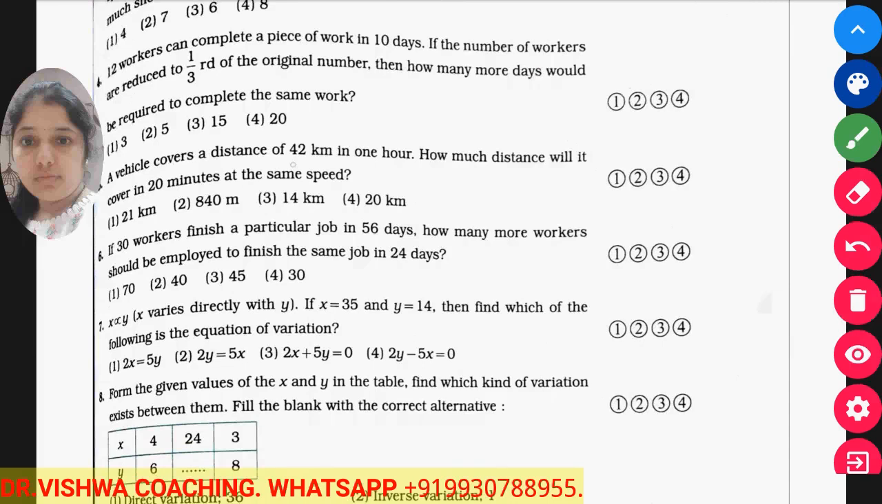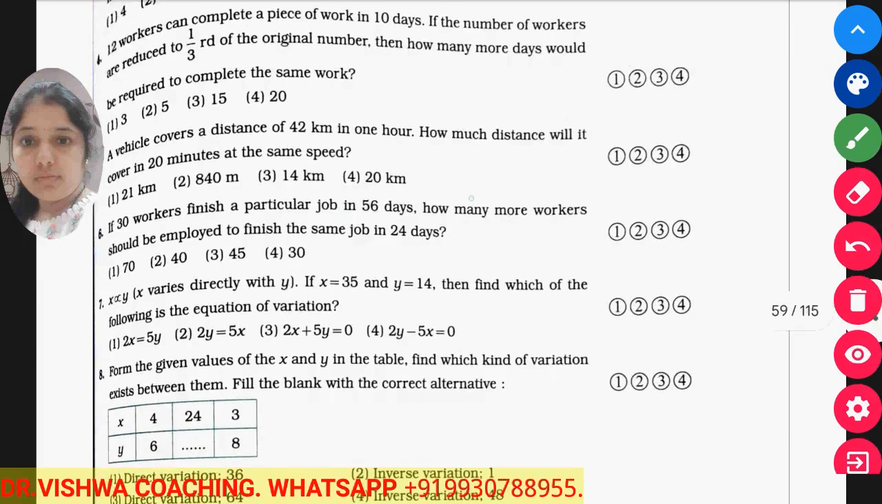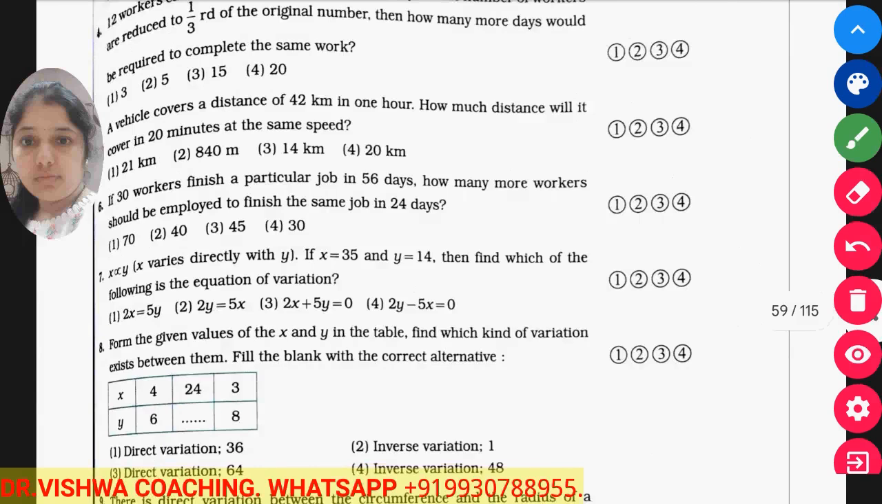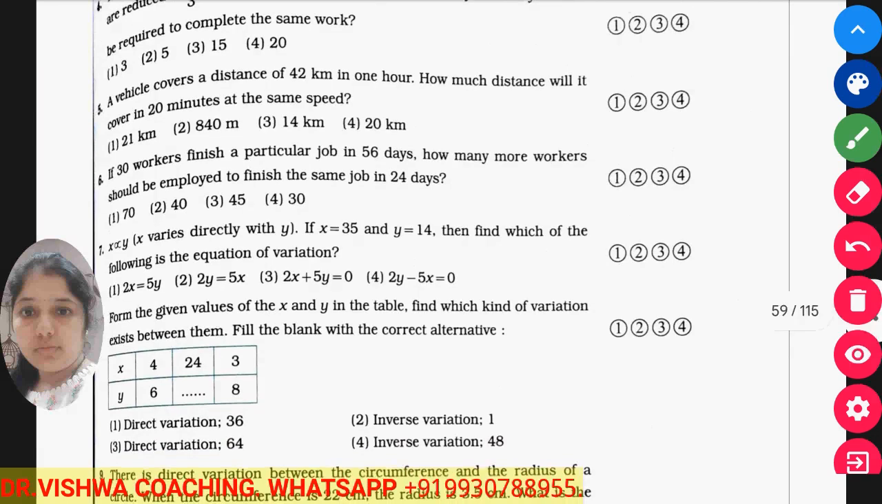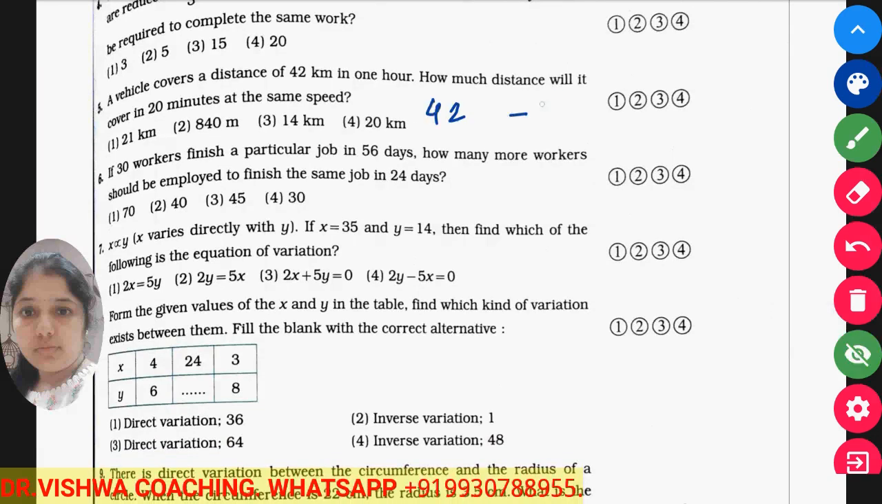Okay. Now a vehicle covers the distance of 42 kilometers in 1 hour. How much distance will it cover in 20 minutes with the same speed? I will solve it for you, so you can solve this also. 1 hour is equal to 60 minutes, and if in 60 minutes 42 kilometers, so in 20 minutes how many kilometers you can solve. So your answer must be 14 kilometers, because 42 in 60 minutes, in 20 minutes, so 20 is one-third of this, so also one-third of this you require, so 14.